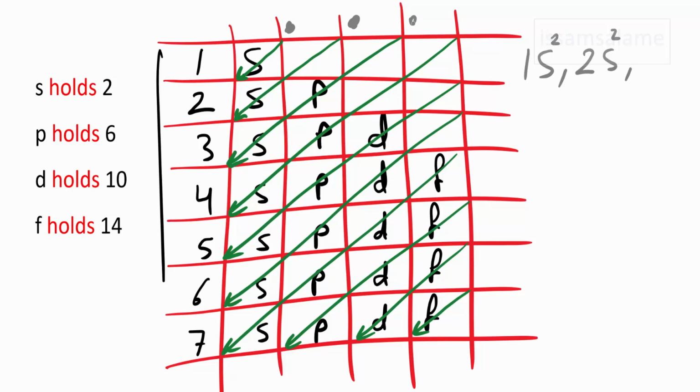Let's move to the third arrow. The third arrow is passing through 2p, then 3s. So I put 2p, and p holds 6, so I put 2p6, and then 3s2. The fourth arrow, as you can see, is passing through 3p first, then 4s. So I write 3p6, 4s2.